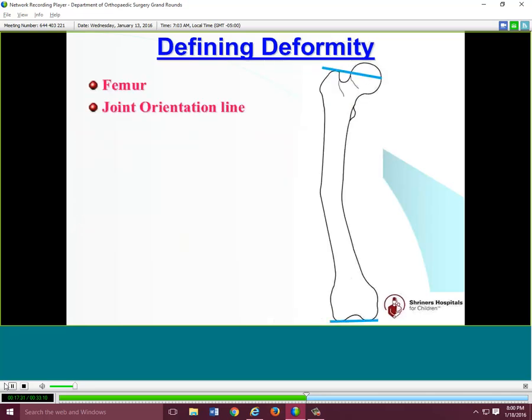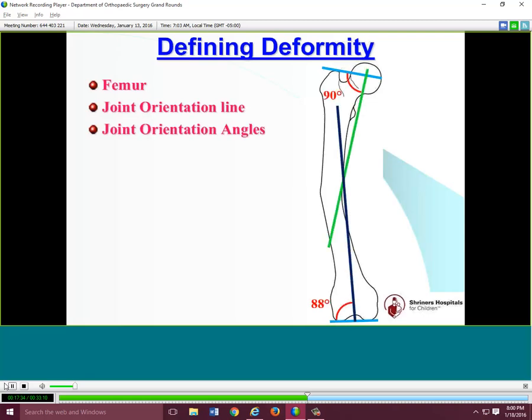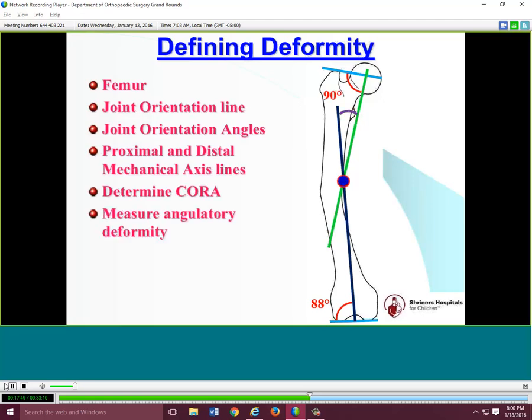So how about this femur here? We're going to draw joint orientation lines. We got our proximal mechanical axis and distal mechanical axis line, and where they cross, that's going to be our CORA. Now we can measure our angulation. In this case, it's only a 15-degree angulation, and we know where the center of that deformity is.